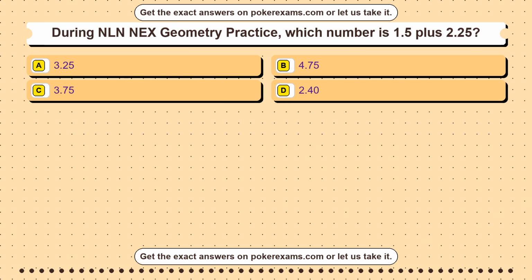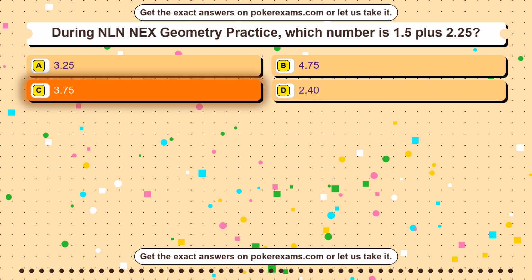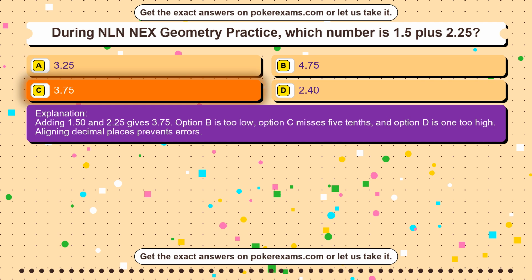Question 11. During get geography practice, which map feature explains symbols? Option A compass only. Option B border. Option C legend. Option D scale only. The correct answer is option C. 3.75. A legend explains the symbols used on a map. A scale shows distance, a compass shows direction, and a border frames the map. Symbols point directly to the legend.